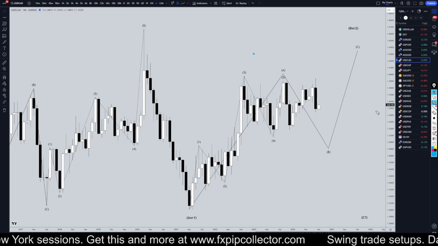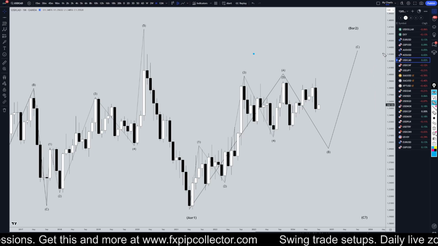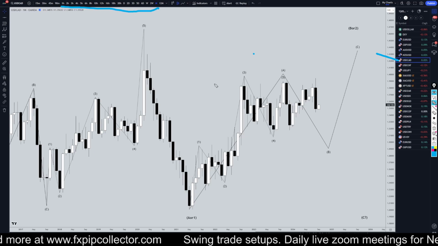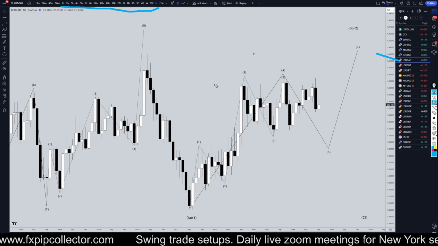Today is Wednesday, September 4th, and I'm going to be analyzing the US dollar Canadian, starting on the monthly, working my way all the way down to the 1 hour time frame for the full top-down analysis.